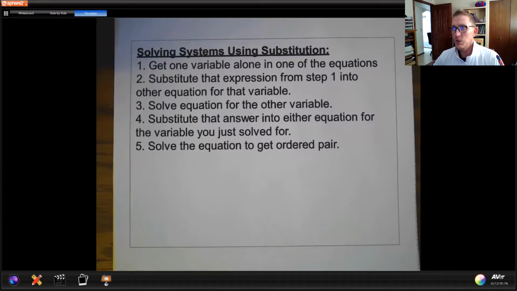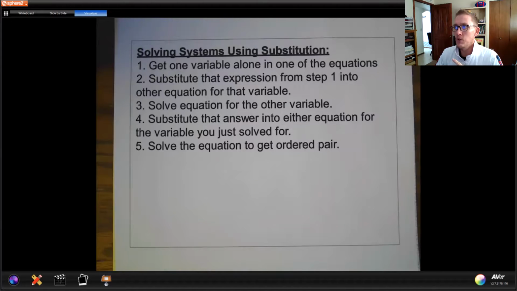To solve a system using substitution, the first step is get one variable alone in one of the equations. That means get x alone or y alone in either the first or the second. Now, a lot of times it's going to be very obvious to you, or it's already going to be done for you. In a majority of problems where you would use substitution, this has already been done. But you might have to work a little bit to make this happen. So one of our examples will make you go through the whole process.